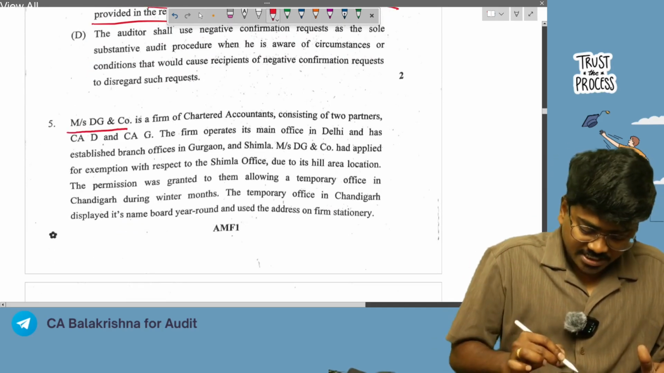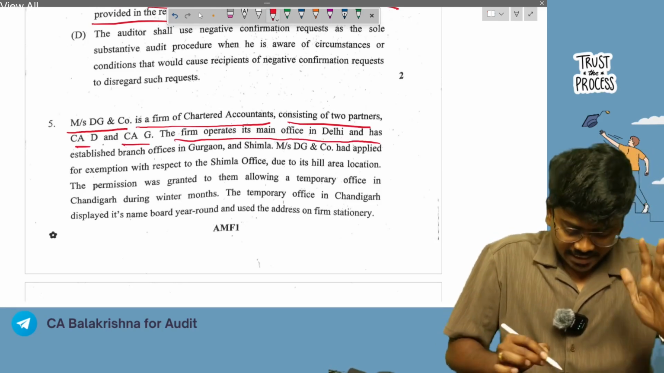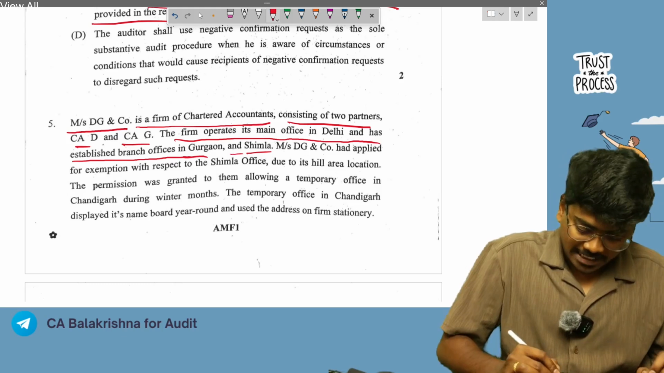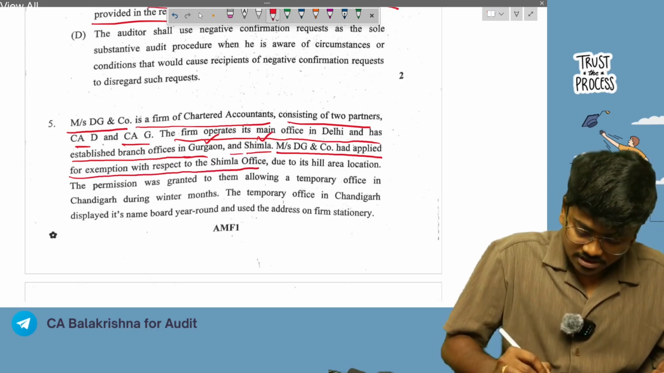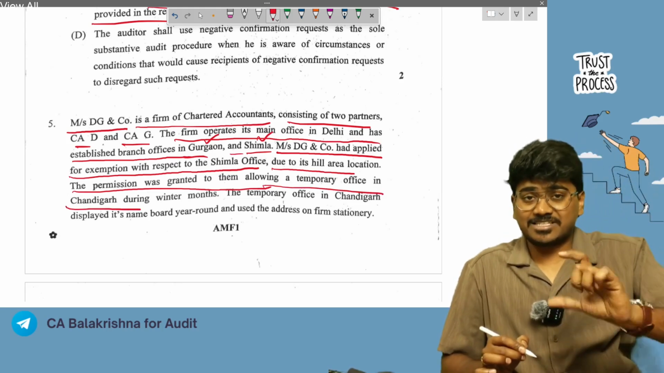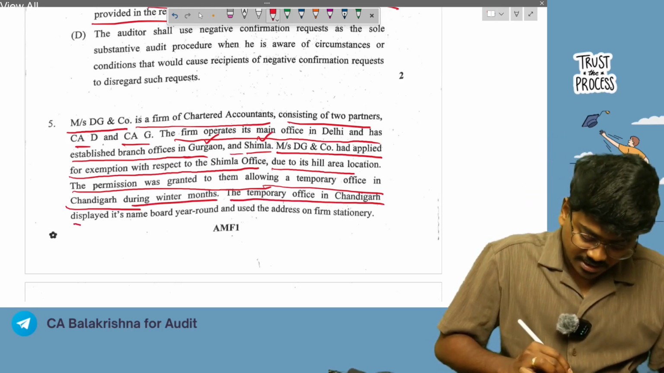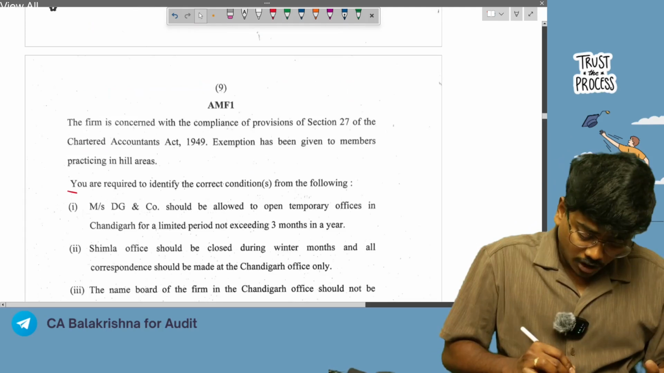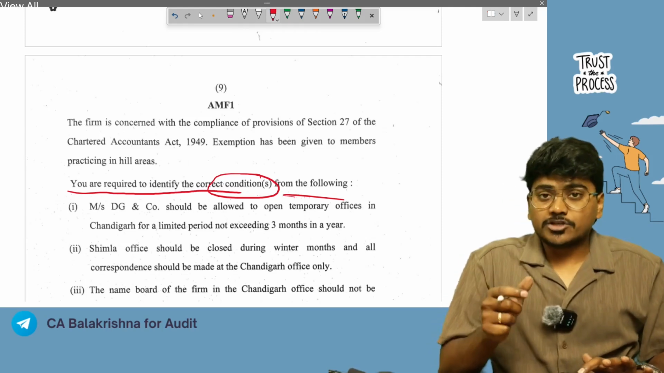Fifth MCQ. Messrs. DG and Co. is a firm of chartered accountants consisting of two partners, CAD and CAG. The firm operates a main office in Delhi and has established branch offices in Gurgaon and Shimla. Messrs. DG and Co. had applied for exemption with respect to the Shimla office due to its hill area location. Permission was granted to them, allowing a temporary office in Chandigarh. This is with respect to maintenance of branch offices as per professional ethics during the winter months. Now, the temporary office in Chandigarh displayed its name board year round and used its address on the firm stationery, which is wrong. Now, you are required to identify the correct conditions from the following. With respect to maintenance of branch offices, which are the correct options?